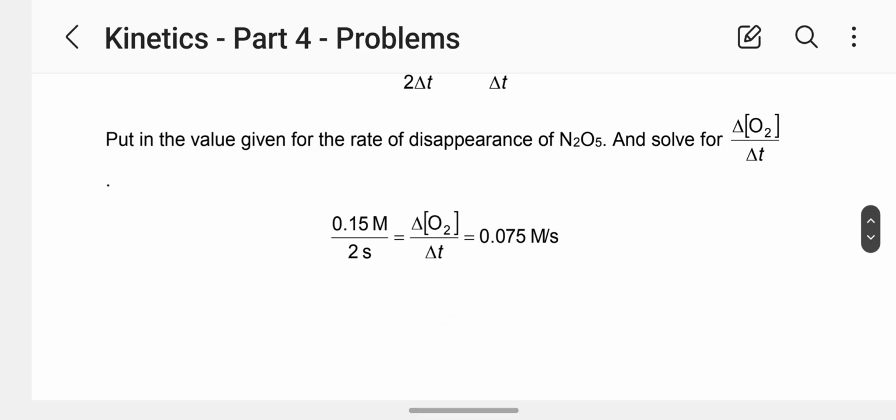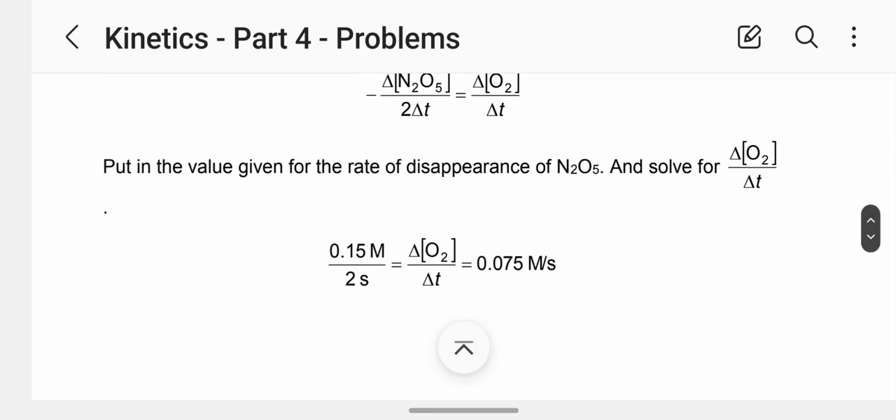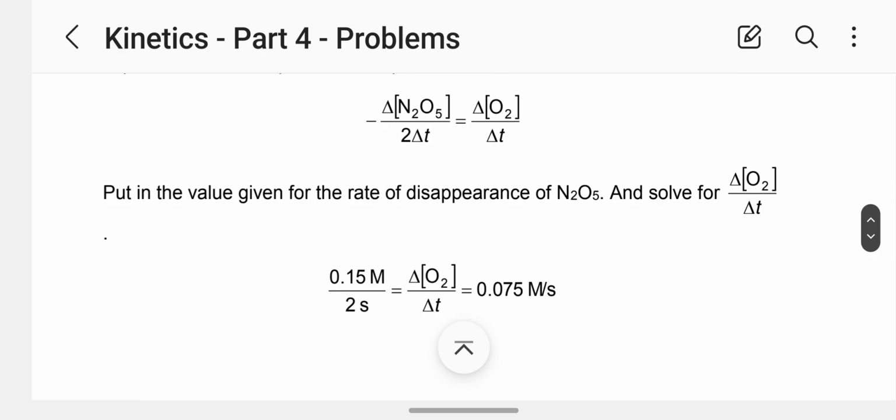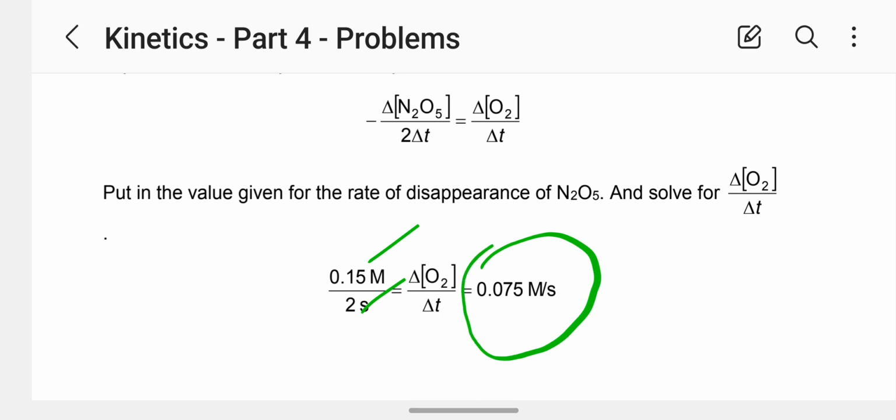Then putting the value in the above for the rate of disappearance of sodium oxide and solving for that portion of the reaction. Alright, we have to solve for this portion. Then solving, putting in the values for sodium pentoxide and the time given, we will get 0.075 molar per second as the rate of appearance, the change of concentration of oxygen gas divided by change in time.